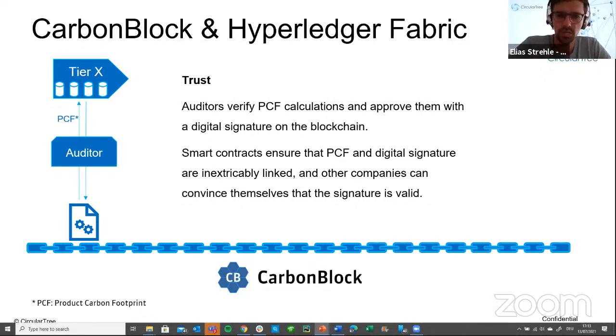And we use smart contracts here to ensure that the product carbon footprint and digital signature are linked. So other companies can really trust this and convince themselves that the signature is valid and hasn't been tampered with or forged by anyone. Then next slide, please.